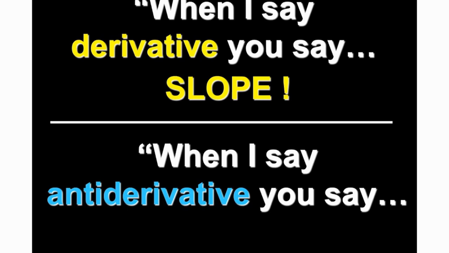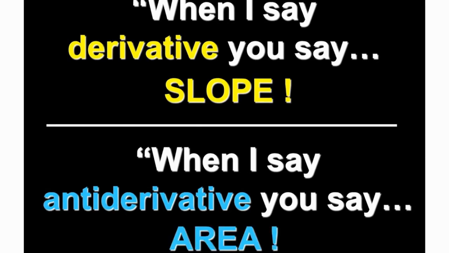Actually, when I say antiderivative, you say area. It doesn't really roll off the tongue as nicely, but it is true. You see, these things we're finding called the antiderivative, well, eventually they will help us to determine area. Often we call it the area under a curve, but we're not quite there yet.